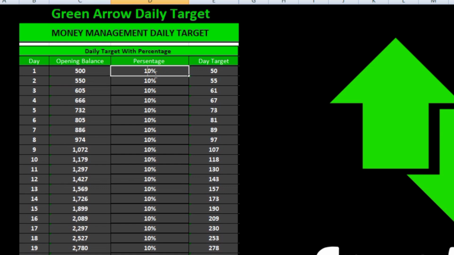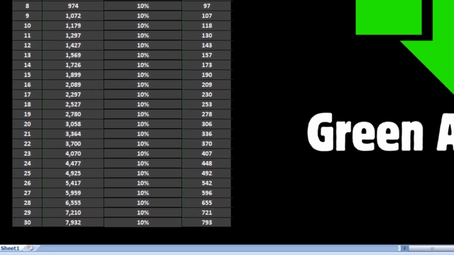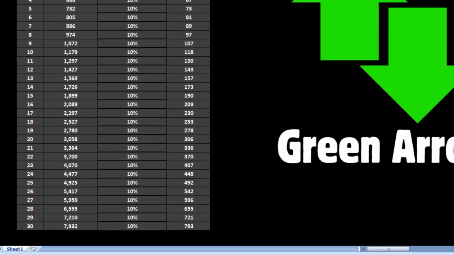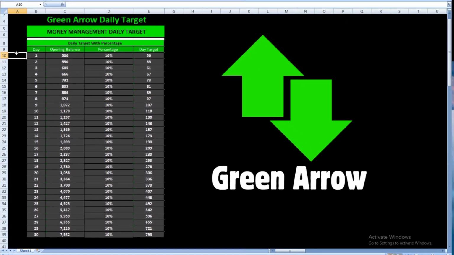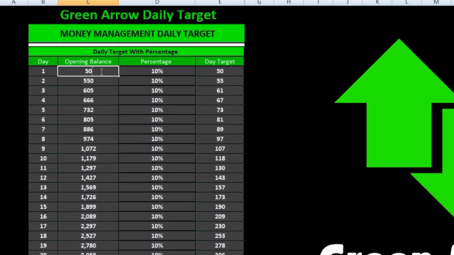According to this calculation, if you start from $500 and make 10% profit every day, then at the end of the month, after 30 days, you will get an account of around $8,000, which is a huge growth. And you can also achieve growth like that if you trade systematically. Okay, now let's see what if you start from $1,000.